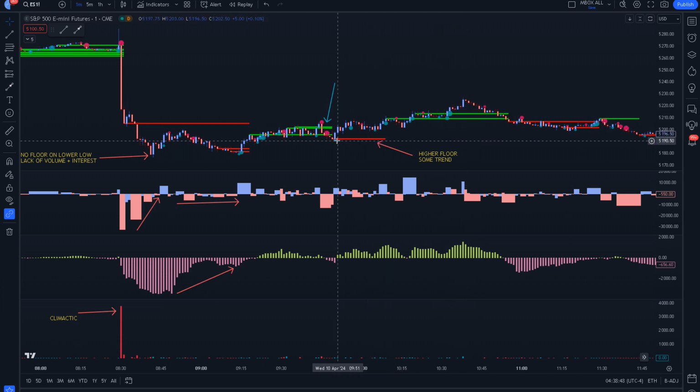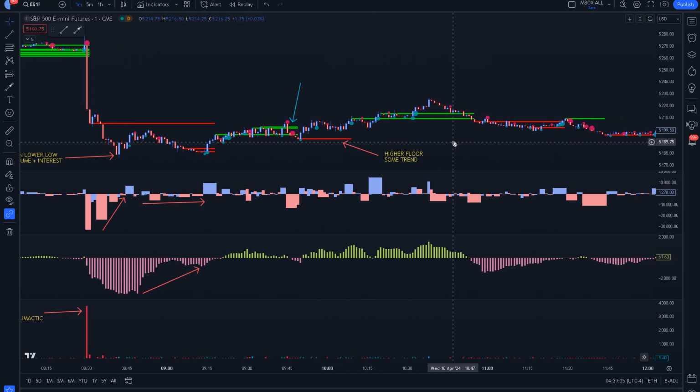So this is a potential, it's not a strong trade here just because it's not accompanied with buying. I probably would not have taken this trade. And as we can see, that price sort of goes horizontal after that. Nothing really interesting going on.